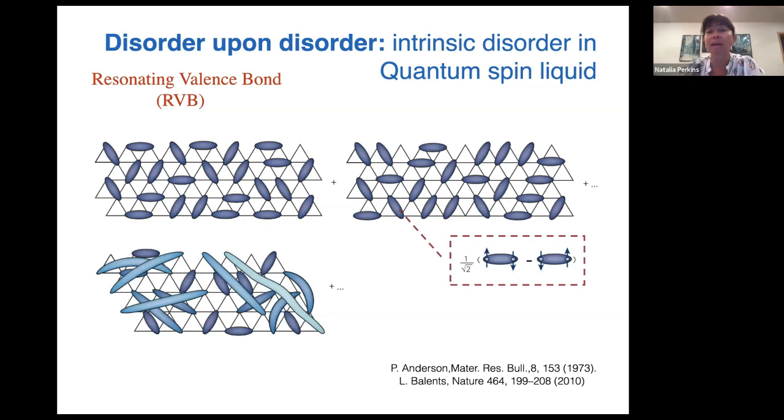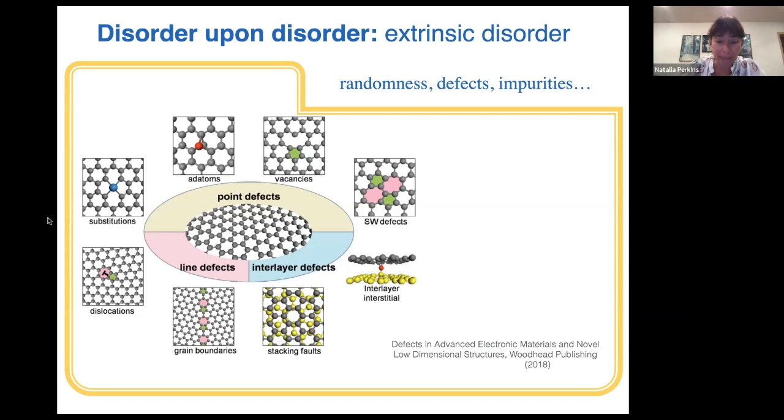As I said, we are considering disorder upon disorder. And the first prototype of a spin liquid was proposed by Anderson in 1973. And that is the resonating valence bond state. So basically the idea is that you can have a model in which the ground state will be a superposition of spin singlets. In this case, it's a triangular lattice with some dimers. And you can have in some models only nearest neighbor spin singlets covering a triangular lattice or any other lattice.